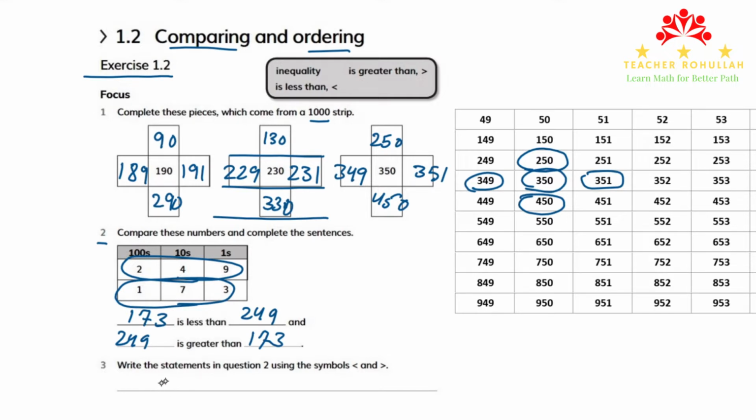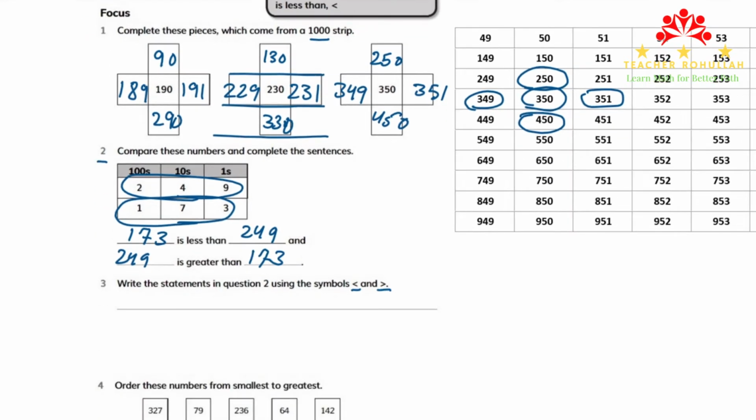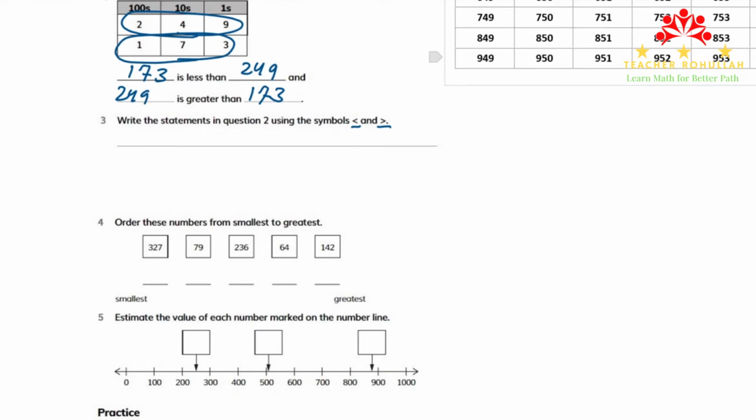In question number 3, it says, write the statements in question 2 using the symbols less than and greater than. Let me scroll it a bit down. Okay. Now we can show these two numbers using the inequality symbols. We can write 173 is less than 249. And 249 is greater than 173. So you know about the symbols, how to use them. Let's now move to question number 4.